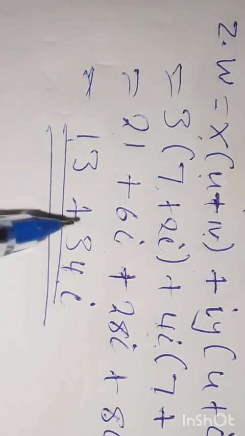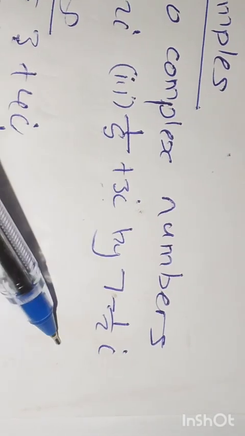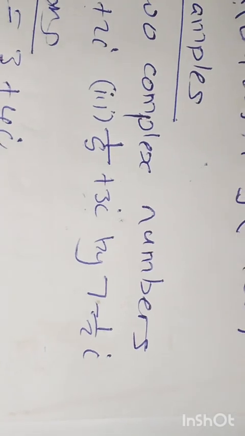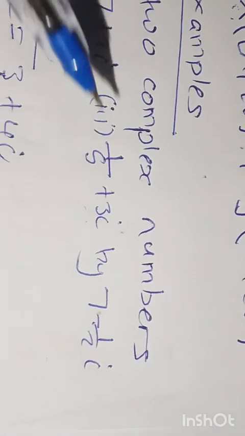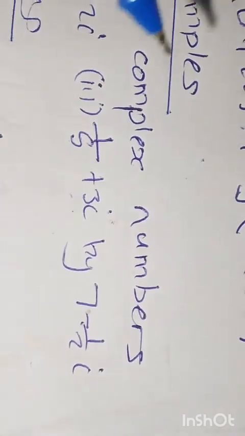As simple as this. So for our example 3, which is 1/5 plus 3i multiplied by 7 minus 1/2i, you can do it on your own, just the same way I did these two examples. So solve this example.